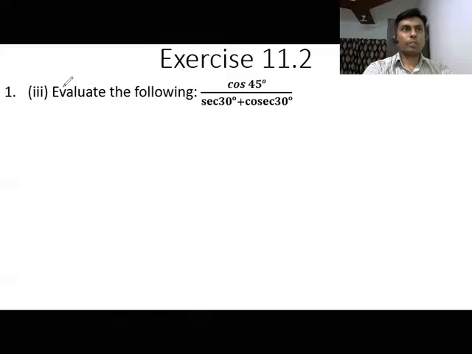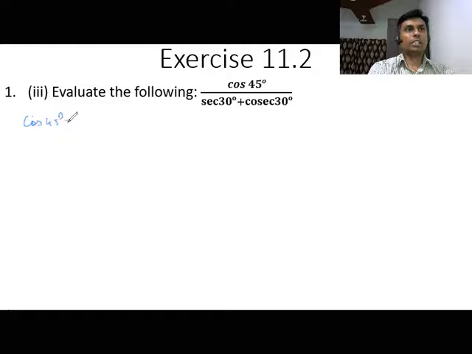Welcome back. Now we are going to do the third subsection of the first numerical in the second exercise of Introduction to Trigonometry. Question is, evaluate the following: cos 45 degrees by secant 30 degrees plus cosecant 30 degrees.